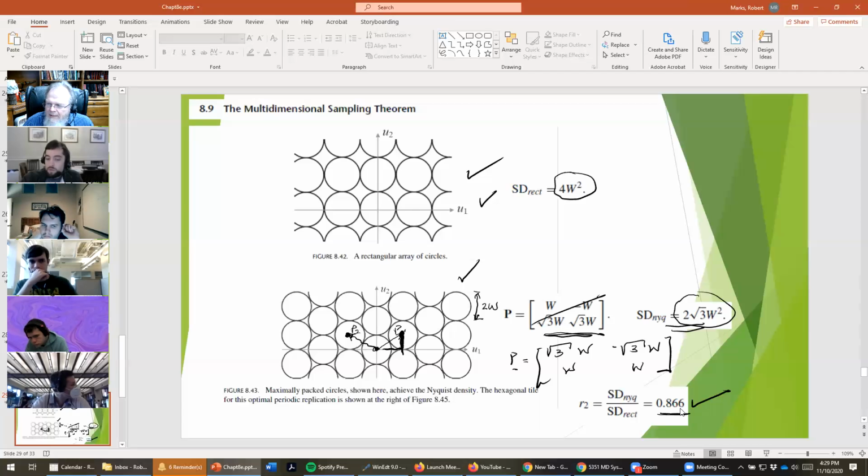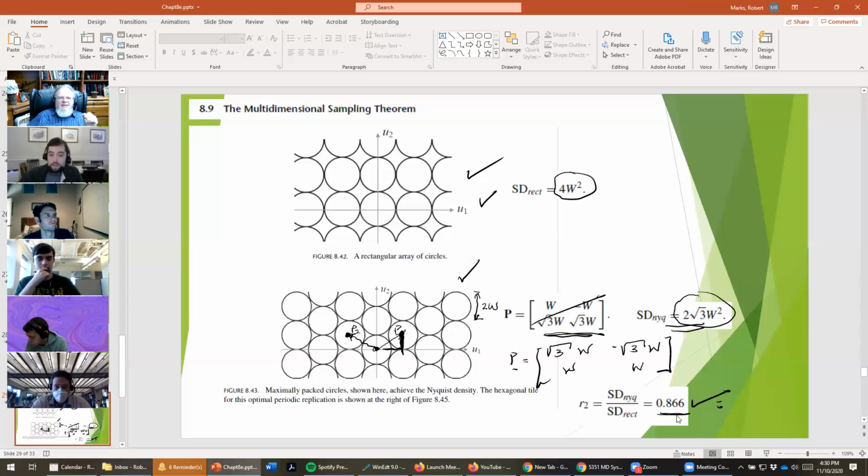No, I think this is right. I think he's saying that it's making it 86%, not reducing it by 86%. Oh, it's okay. You're right. I used the word incorrectly. Yes. Okay, it's 86% smaller.